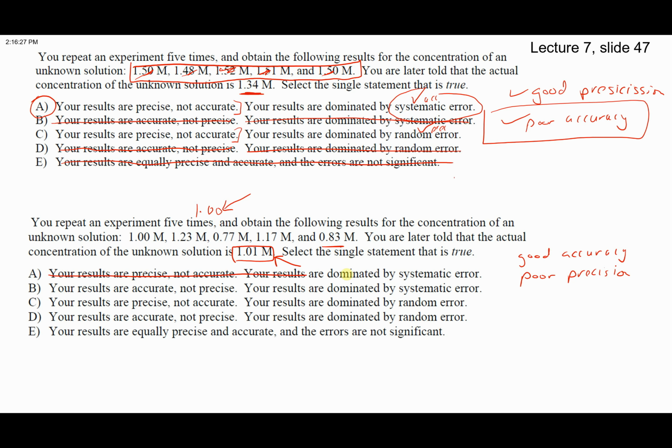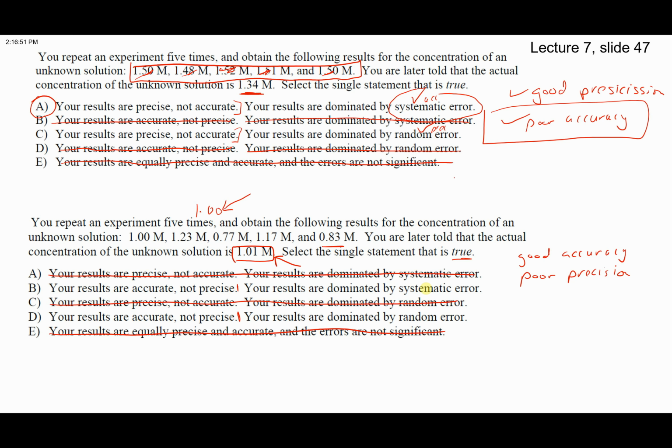Your results are precise, not accurate. Well, that is incorrect. We already talked about that. Your results are accurate and not precise. That's good. We're good up to here. Your results are precise and not accurate. We already know that's not true. Your results are accurate and not precise. We're good up to there. Your results are equally precise and accurate. That is false also, because we're looking for the true statement.